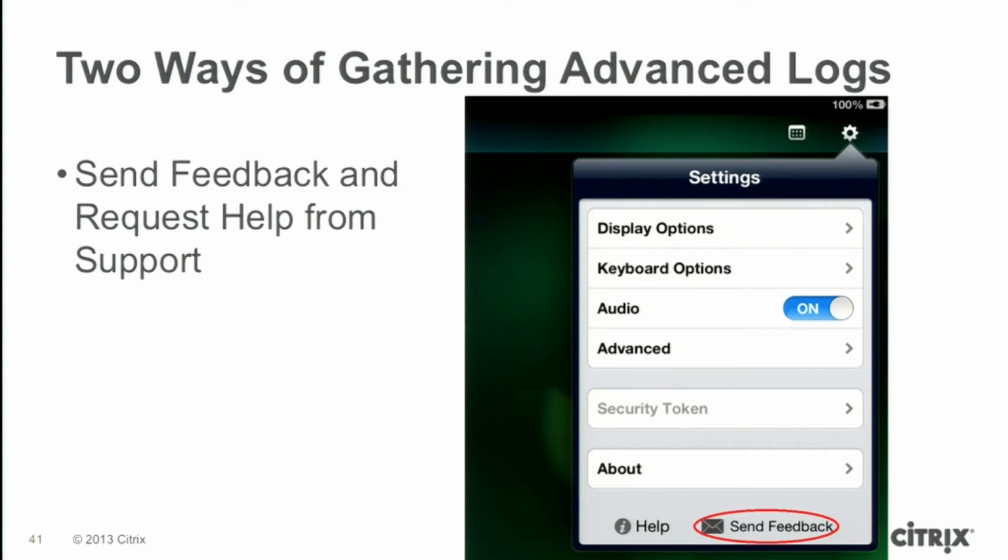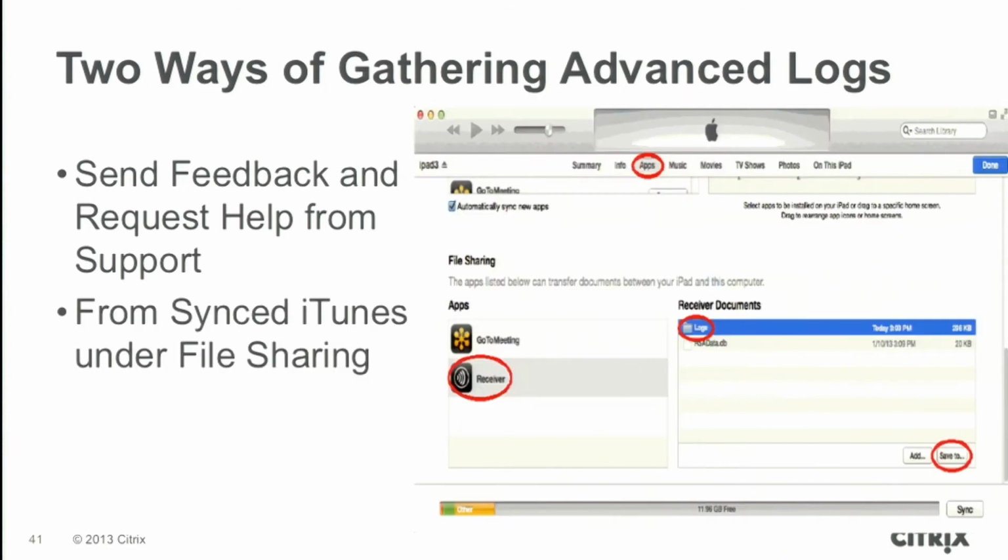Advanced logs are stored in the shared documents section of the Citrix Receiver on the iOS device, and there are two ways to get those logs from the receiver. From the receiver settings, you can use the send feedback feature to send an email that includes the advanced logs on the device. Or you can collect them from a synced iTunes, and I'll show you both methods now.